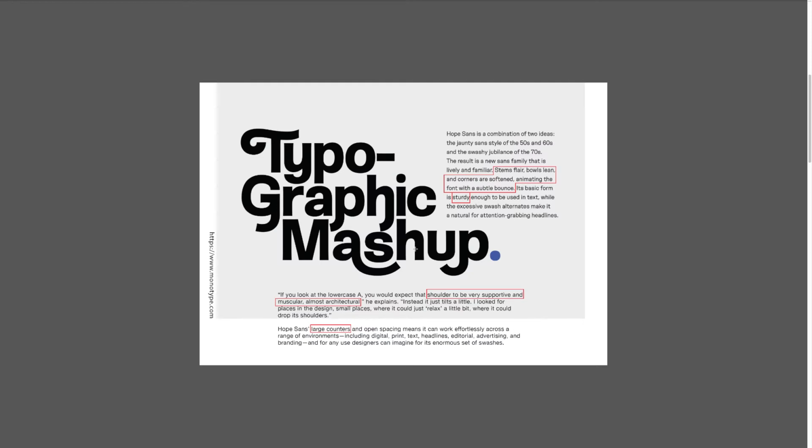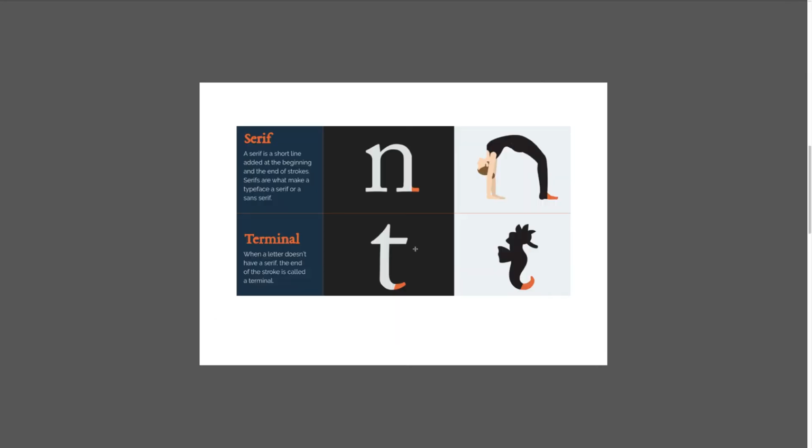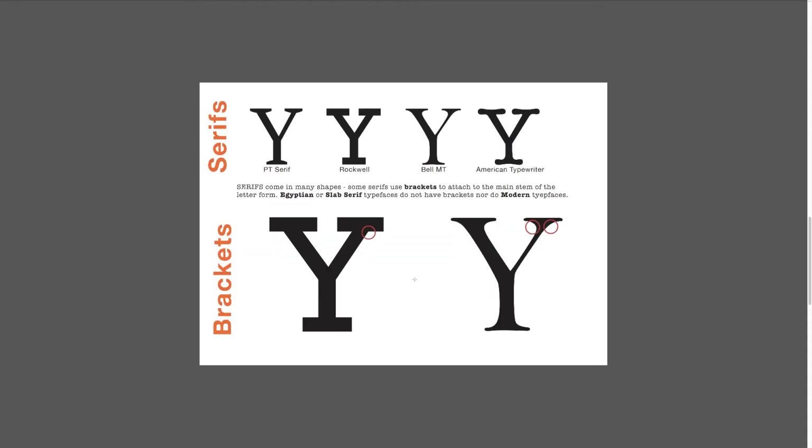This is the second page, and I want you to read that. And then moving on to the third page, we have terminals. And terminals are essentially for what we described, letters that don't have serifs. The actual end of the stroke is called a terminal. And when you start looking at typefaces, you're going to see all different kinds of terminals. So I want you to start paying attention to that. So that's the second thing.